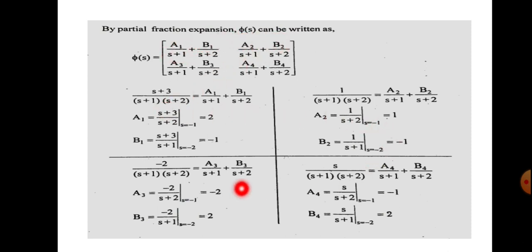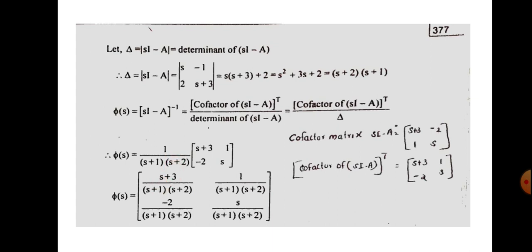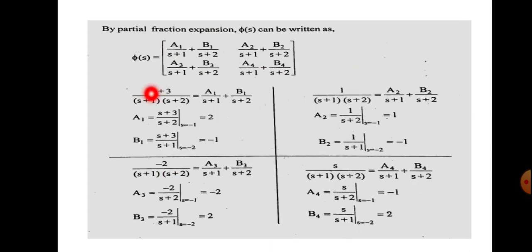Here is the calculation side. If you are taking this equation, S plus 3 by S plus 1 into S plus 2 is equal to this term. How will you find a1? a1 will be equal to this term multiplied by the denominator factor S plus 1, at S equal to minus 1. So that is given here. The S plus 1 terms will be cancelled out. So you will get S plus 3 by S plus 2 and you will substitute S equal to minus 1. So you get a1 equal to 2.